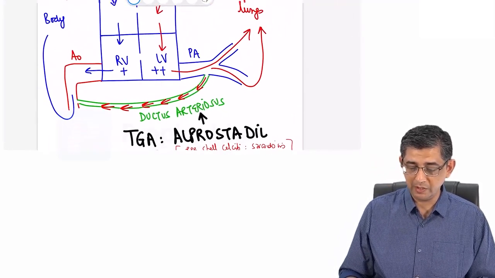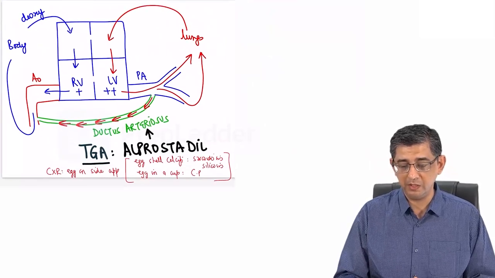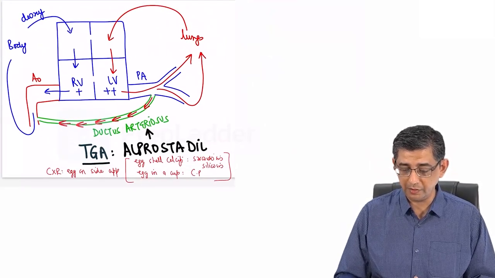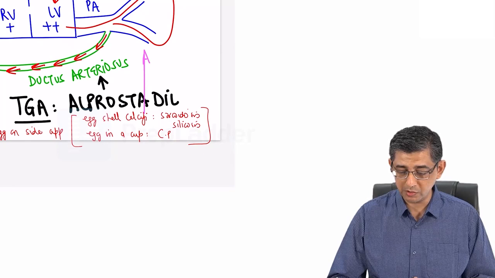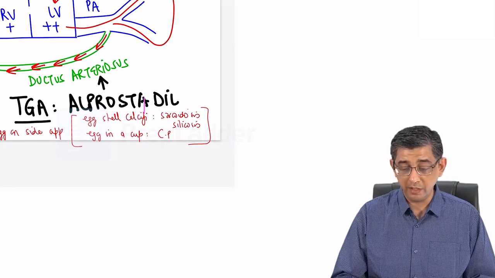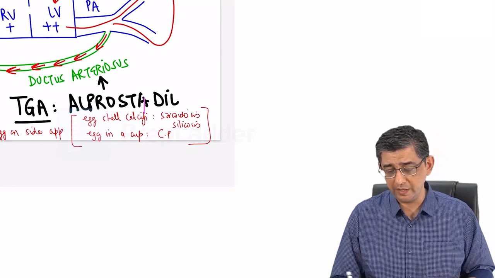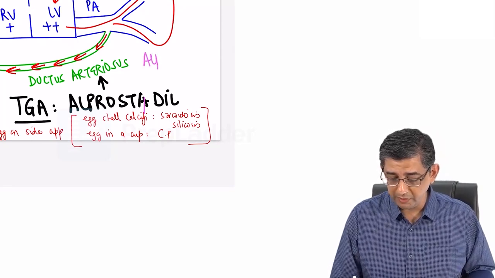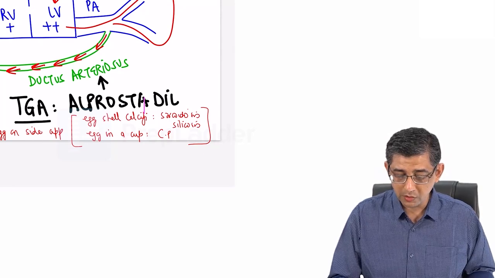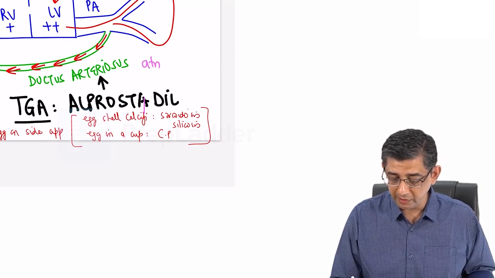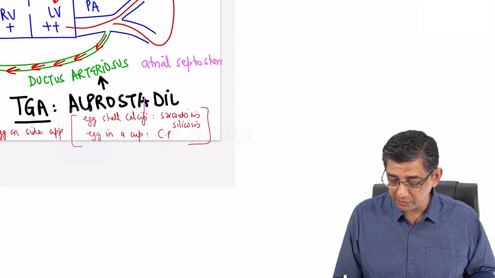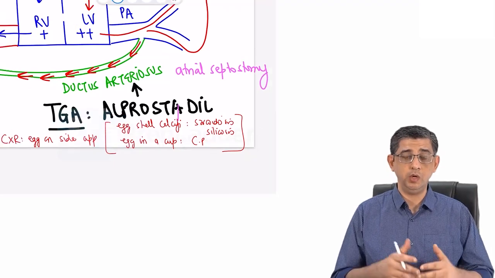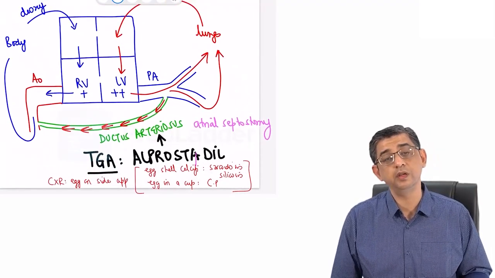And for transposition of great arteries, the initial management or initial treatment that is done is alprostadil plus atrial septostomy. We deliberately create, if ASD is not there, if ASD is there, great. But if ASD is not there, we deliberately cause local destruction in the interatrial wall. Look at the extreme thing that I'm saying, that if ASD is not present, atrial septostomy will be done to allow mixing of blood between the two circulations.